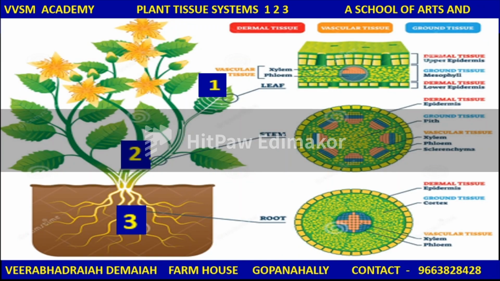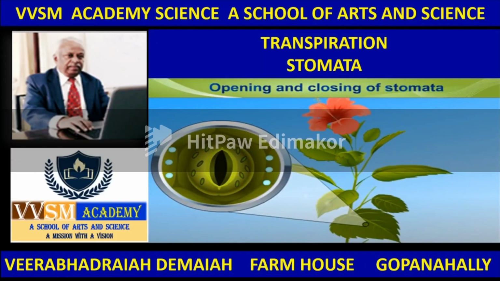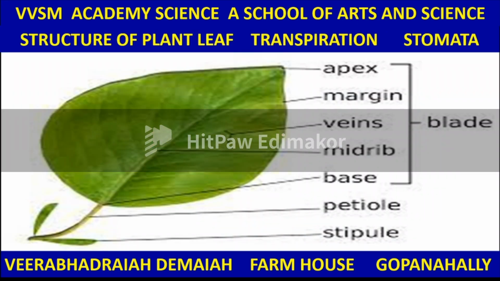The main parts of the plant are leaf, stem and root system. Shoot system, that is leaf and stem. Root system, roots. The leaf anatomy, opening and closing of stomata, apex, margin, veins, midrib, base, petiole and stipule.